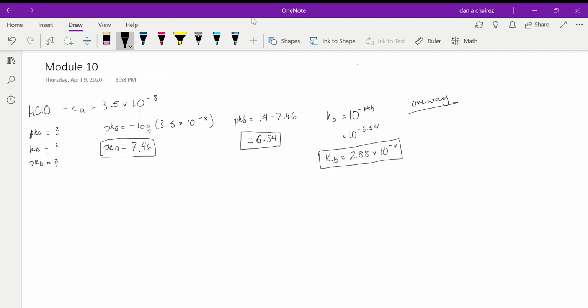And another way of doing it would be that we would solve for our Kb first by doing our Kw divided by Ka, which would be 1 times 10 to the negative 14 all over our Ka, which is 3.5 times 10 to the negative 8, which would then give you 2.87 times 10 to the negative 7, which is off by a couple of decimals, but it just has to do with the rounding and so forth of things. Yeah, so then that would be our Kb.